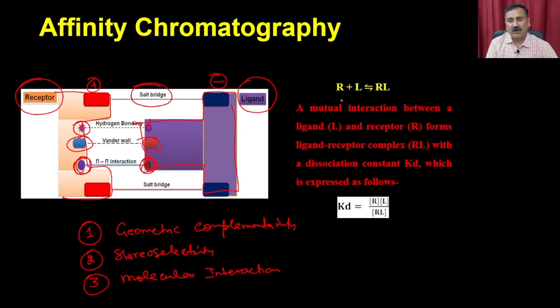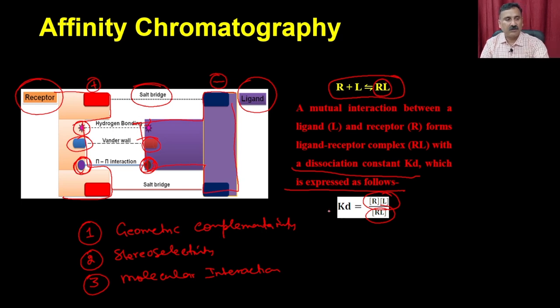So in a mutual interaction between the ligand and receptor to form a ligand-receptor complex, the dissociation constant, KD, is expressed as KD = [R][L]/[RL]. R plus L forms a reversible complex RL, and you can use this equation to calculate the dissociation constant. And this is the basic principle of affinity chromatography.